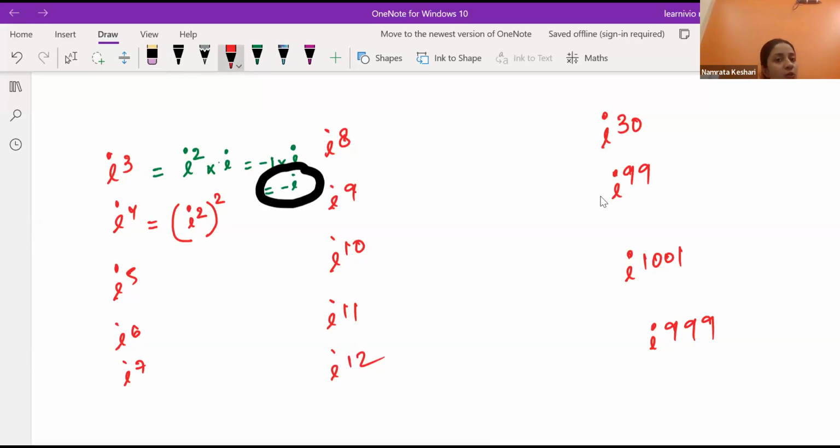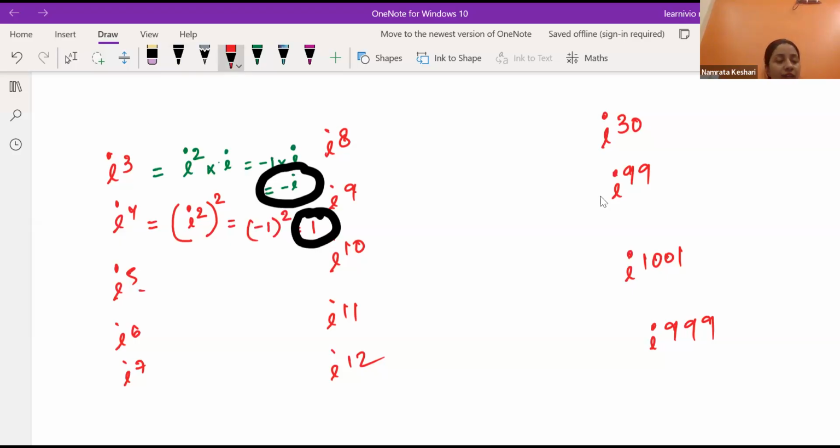So i square whole square. Now I told you, you have to memorize that i square value is negative 1. So you'll be doing negative 1 square, and the answer is just 1. Clear so far? Yes, miss. Okay, let's do the next one.